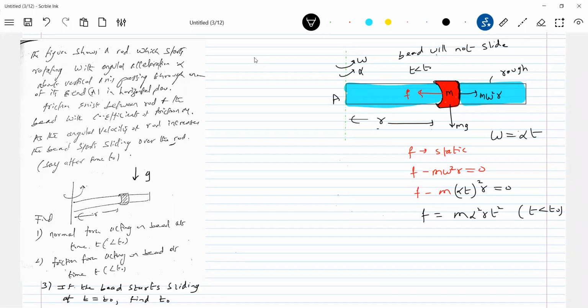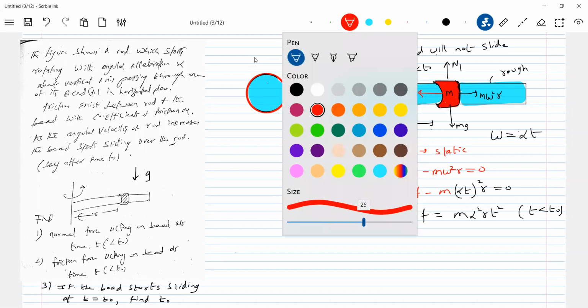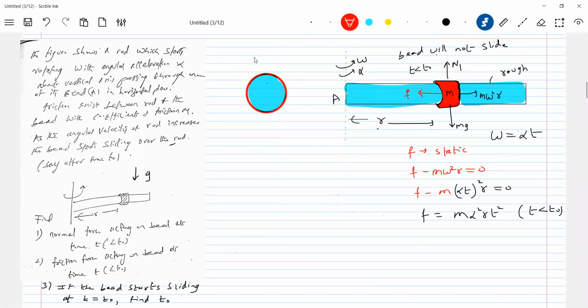What about the normal contact? There are two normal contacts acting. One is N1, the other one I'll show here. Now if this is the bead, all of you make a diagram and observe it. Because of the lack of this diagram only, you are finding it very difficult. The blue color is the rod, and the red color is the bead. Are you able to understand this diagram now?